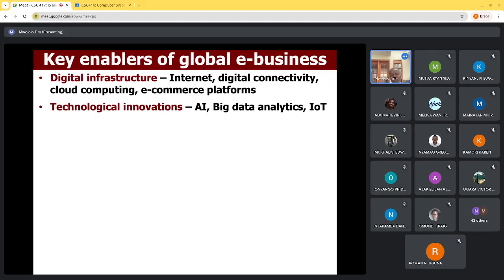Second enabler is innovations with AI, big data analytics, IoT, and other emerging tech. They become big enablers to doing business globally.